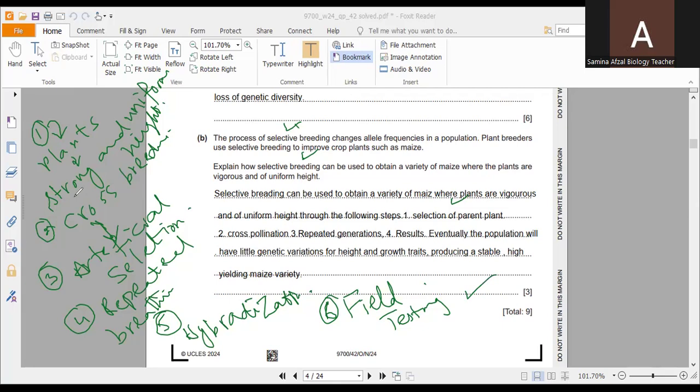So these are the different steps which can be part of the process of selective breeding. With the help of selective breeding, they can select the plants with required traits, so with required qualities. So it is all about these two questions, number 1 and 2.